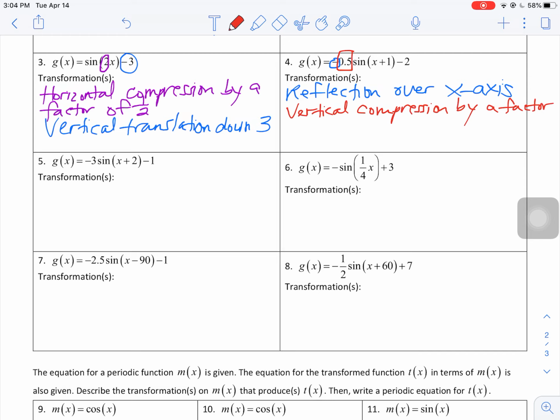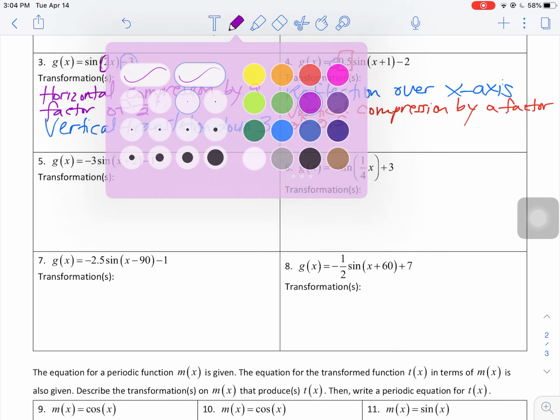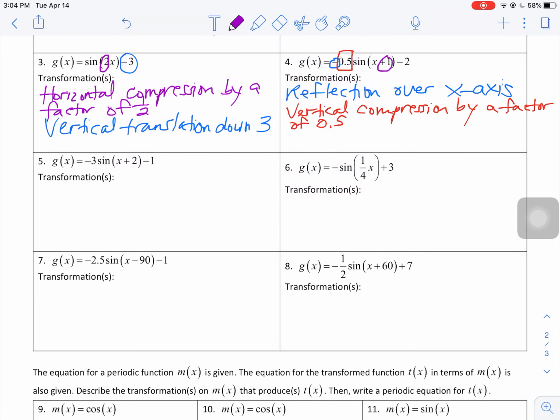By a factor of 0.5. The plus 1 is inside the parentheses, so that's going to be horizontal. It's always the opposite of what we think it should be. I'm getting a little short on space, so I'm going to abbreviate horizontal HOR, and then translation like that. So horizontal translation left 1.